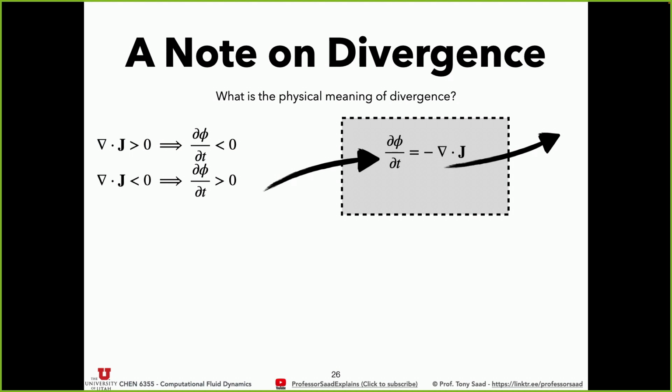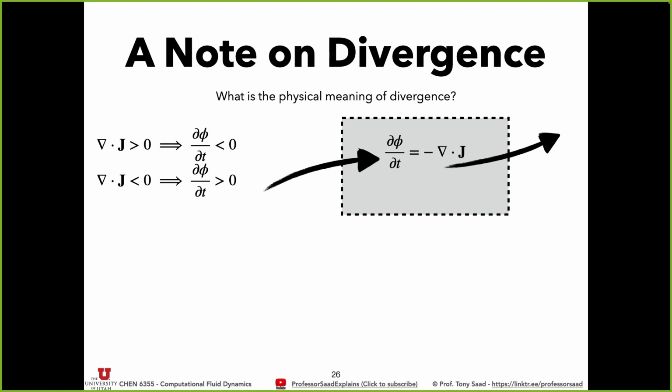If I remember, it's how quickly or the rate at which these things are moving away from each other. Yes, yes. So okay. Let me finish. Now the opposite is true. If d phi by dt is positive, this means that this is a positive quantity. So this means that div J is negative.